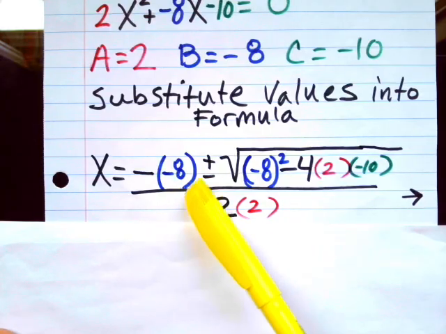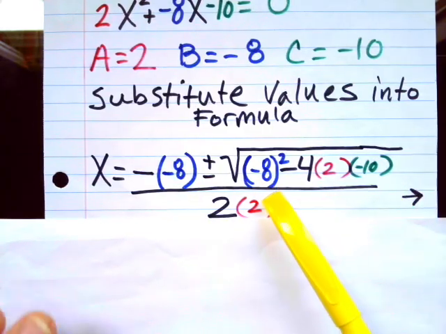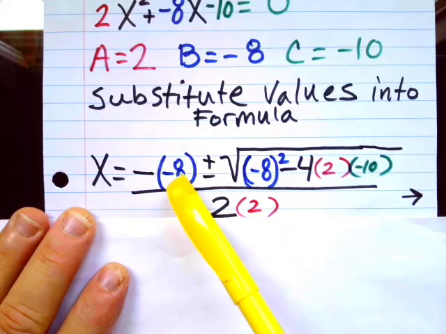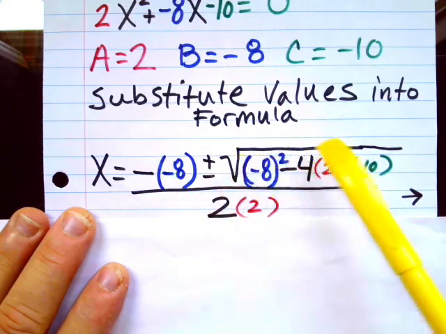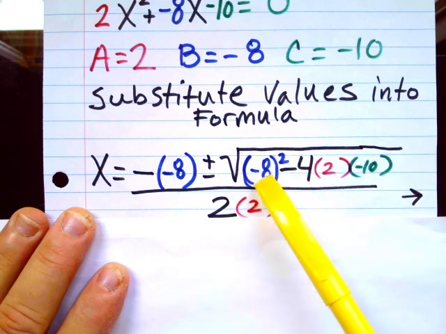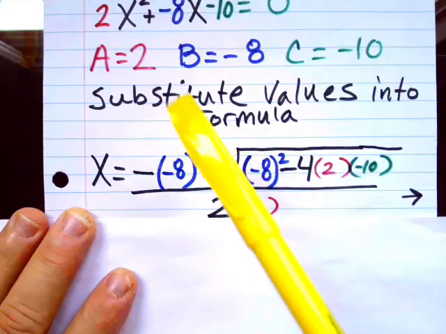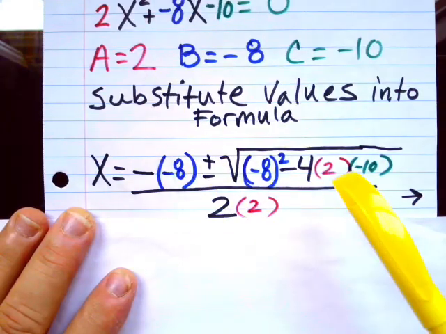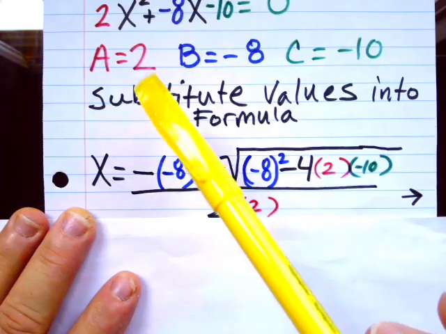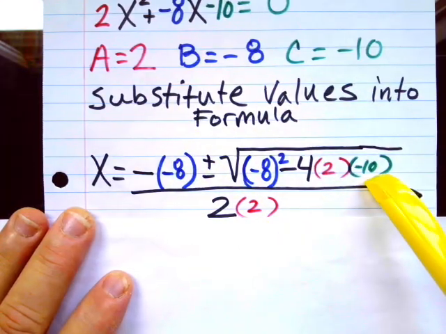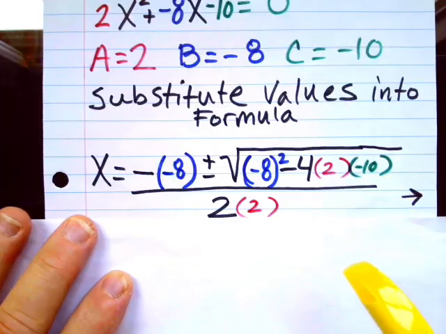Now, everywhere I see B, I'm going to substitute a value of negative 8. So minus a negative 8 plus or minus the square root of B squared. So that's a negative 8 here, minus 4 times A. And my A is worth 2. So I'm going to substitute a 2 for the A everywhere I see the A in my formula. And C equals negative 10. So I'll substitute negative 10 for C in the formula.